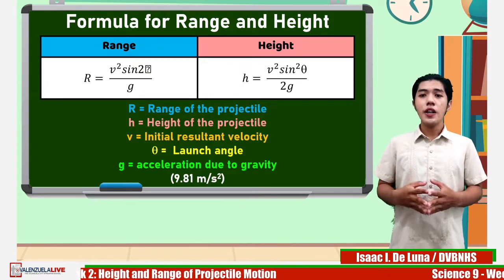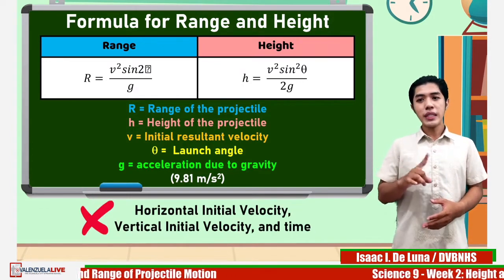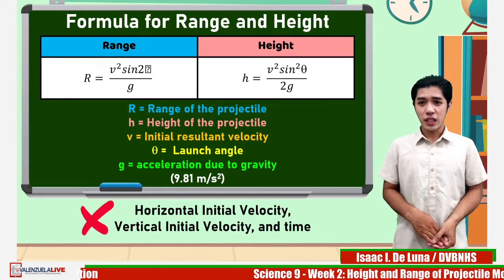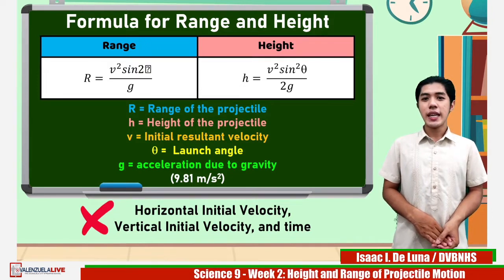These two formulas are easier to use because there is no need to identify variables like horizontal initial velocity, vertical initial velocity, and time.